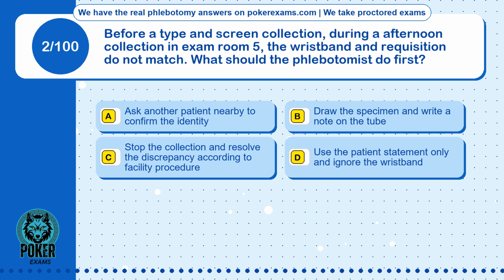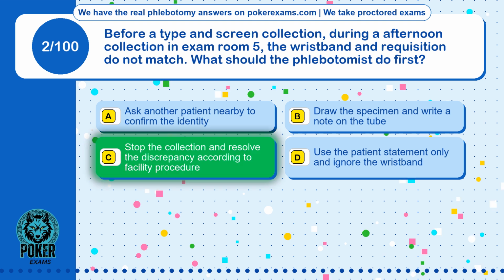Option A. Ask another patient nearby to confirm the identity. Option B. Draw the specimen and write a note on the tube. Option C. Stop the collection and resolve the discrepancy according to facility procedure. Option D. Use the patient statement only and ignore the wristband.